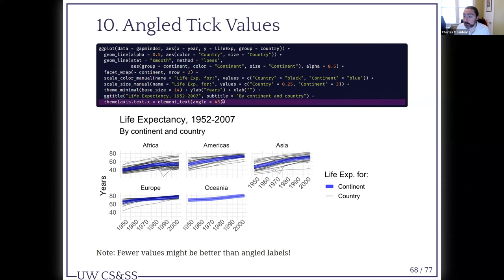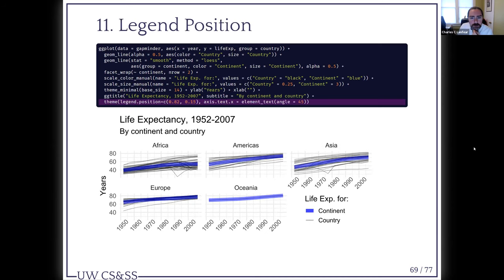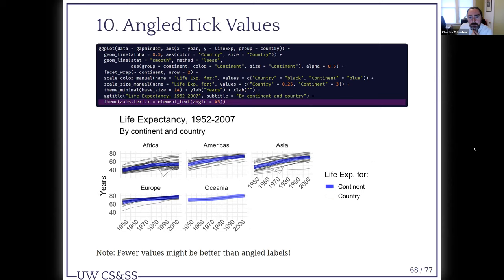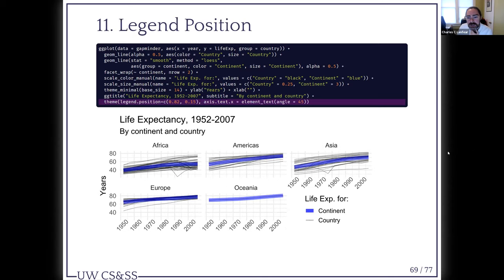In my opinion, I generally prefer to just have fewer of them rather than to have them at a 45 degree angle, but I wanted to show you how to rotate text if you feel like doing that. Okay, so we rotate them out, and I think that's almost the last thing. All I do next is the same legend.position equals that, and I draw the legend into the blank space in here.